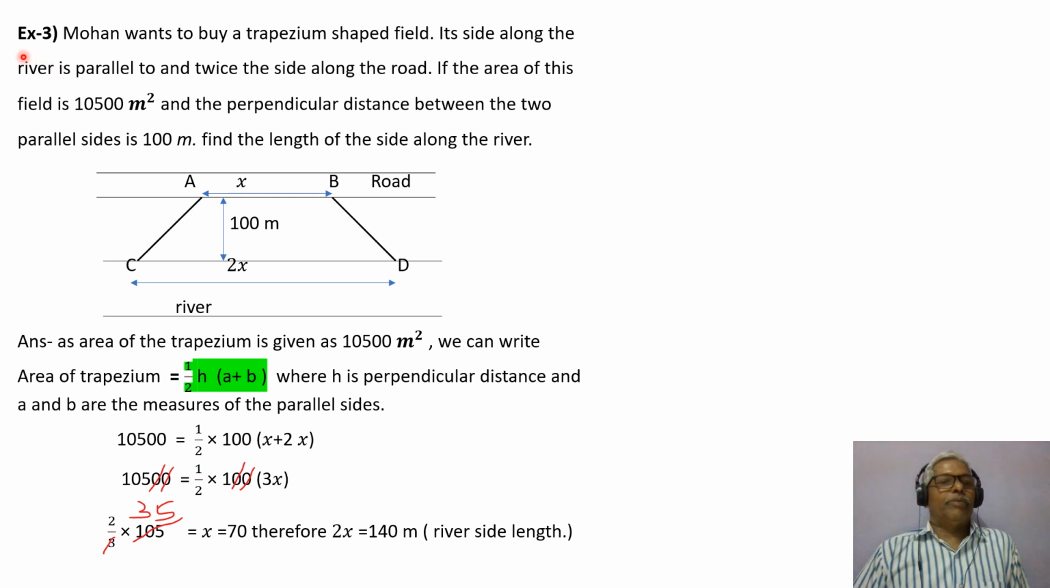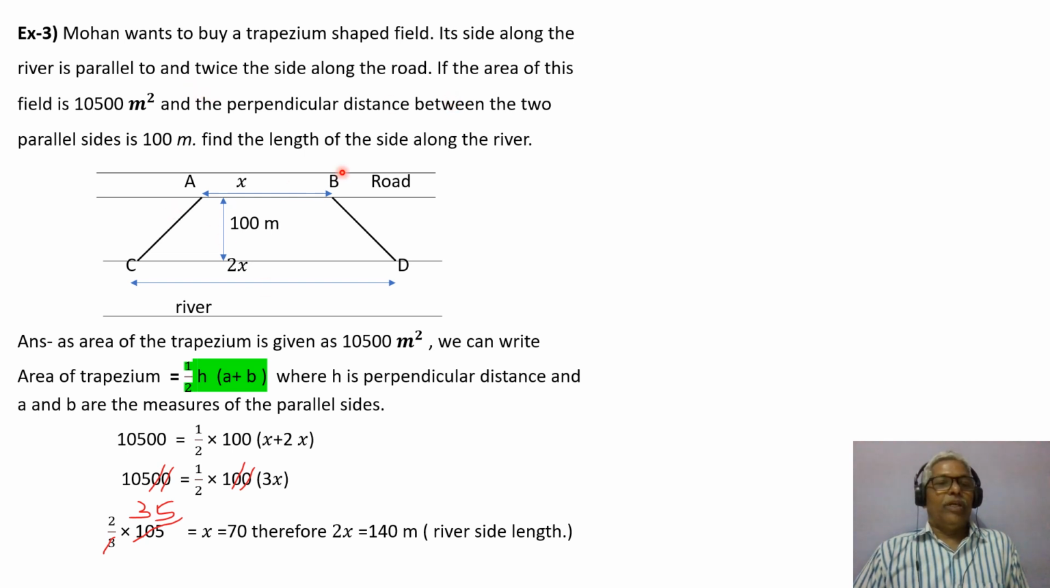Read this exercise number 3. Mohan wants to buy a trapezium shaped field. Its side along the river is parallel to and twice the side along the road. If the area of this field is 10500 meters square and the perpendicular distance between the two parallel sides is 100 meters, find the length of the side along the river. Need to read this very carefully.